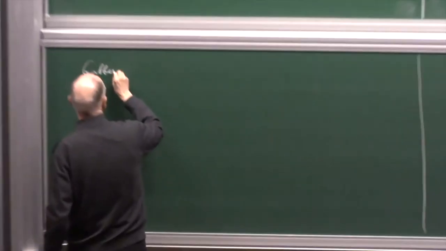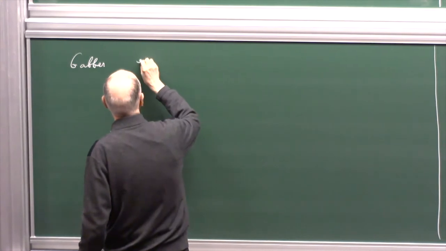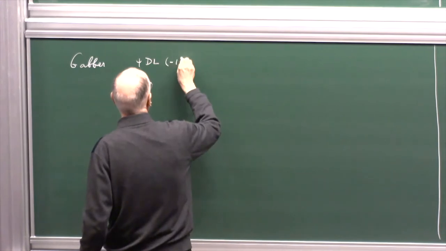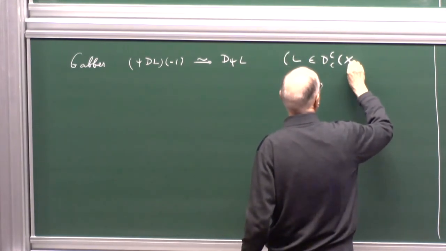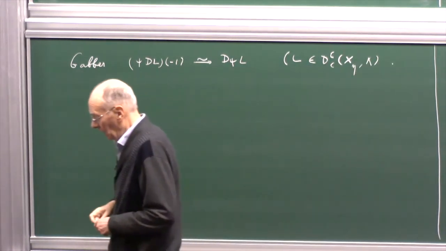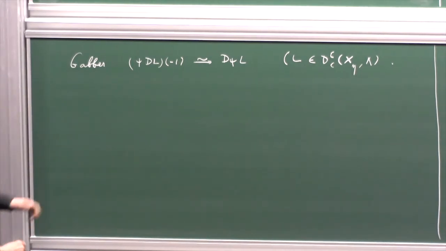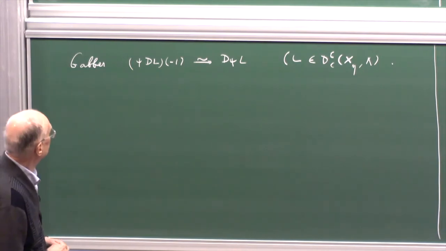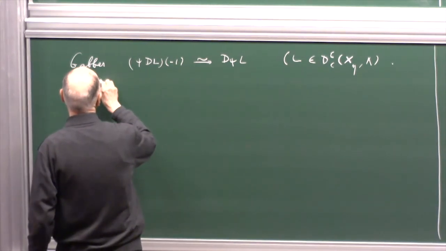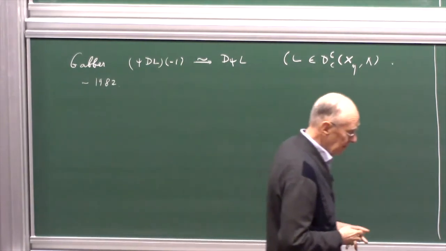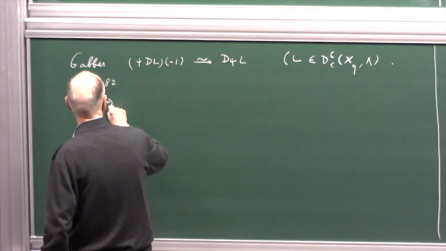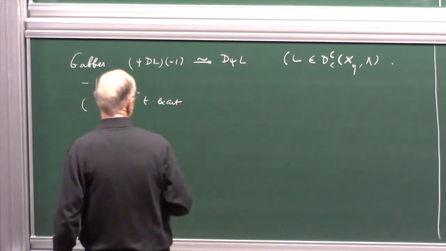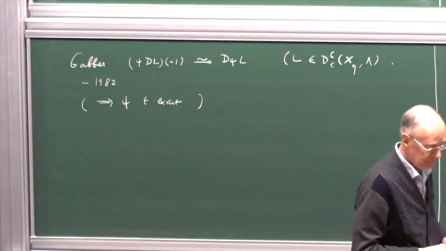Gabber's result is a canonical isomorphism between Psi D L of minus 1 and D Psi L for L in D^b_c of X_eta Lambda. There is an account of this in the seminar on the peripheral. I think he put this around 1982, something like this. Combined with the fact that Psi is right t-exact, it gives that Psi is t-exact. And in particular, it transforms perverse sheaves on X_eta into perverse sheaves on X.